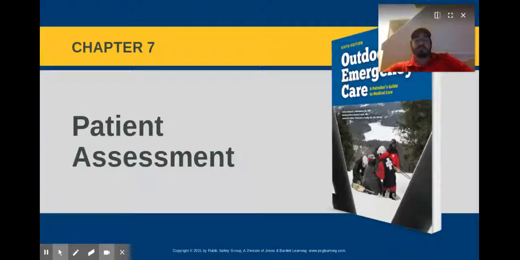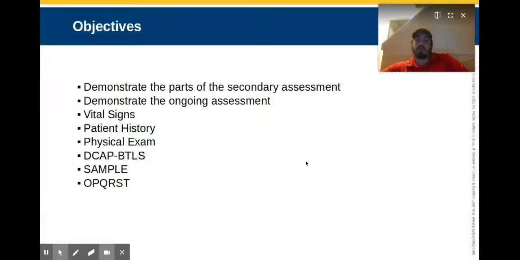Welcome back to another flipped lesson, and in this lesson for emergency medicine, we'll be doing part two of our patient assessment. These are our key terms and objectives, so make sure you know these for this video. Go back, take a screenshot now, and go back at the end to make sure you know them.